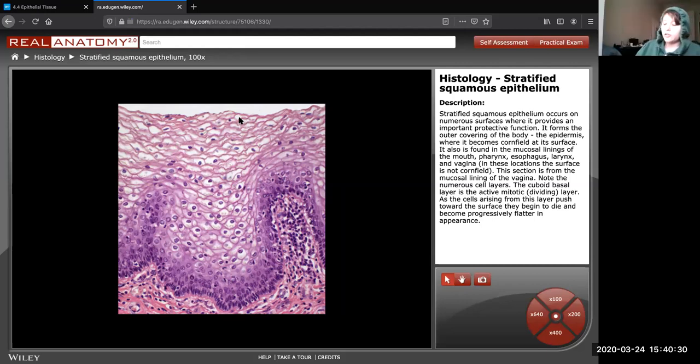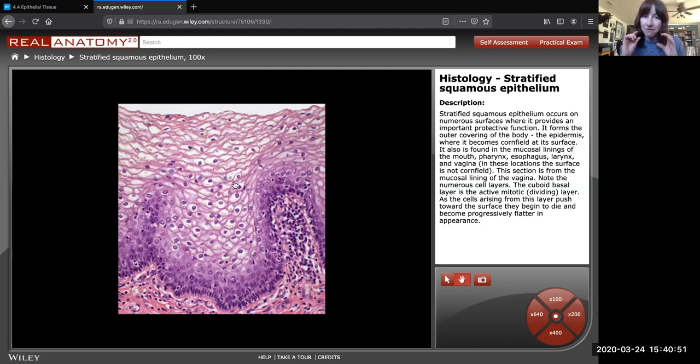I have a quick question. For the bottom by the basal, if I'm correct, is it always going to be cuboidal or look cuboidal? Not necessarily. When you are looking at a stratified, you can tell, first of all, that it's not simple, right? It's not a single layer.